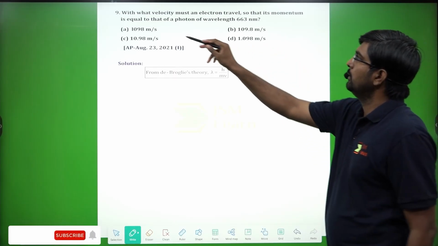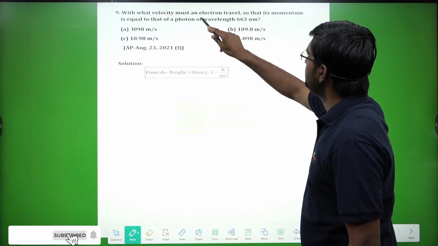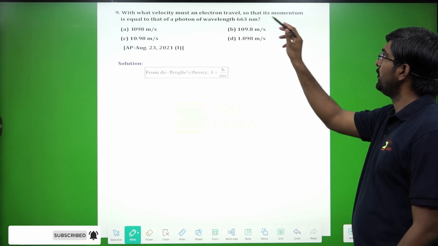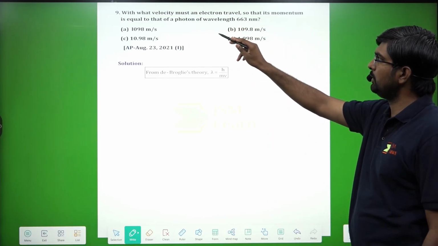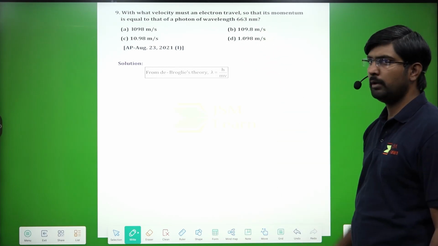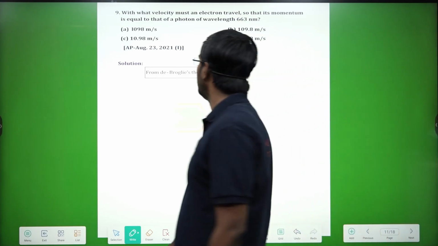Next, with what velocity must an electron travel so that its momentum is equal to that of a photon of wavelength 663 nanometer?